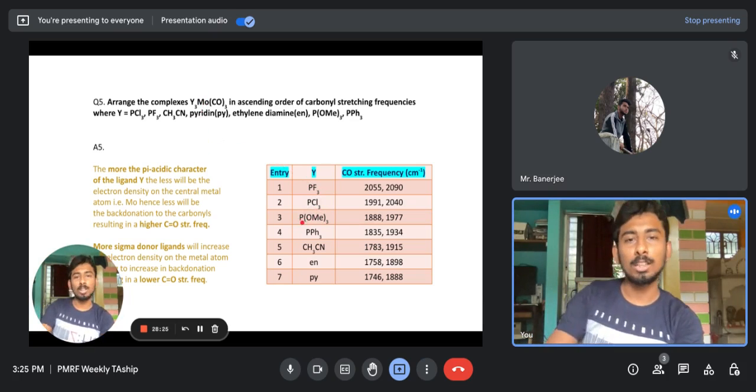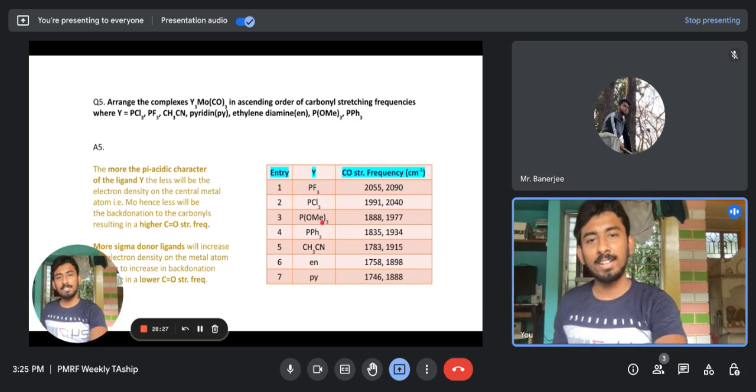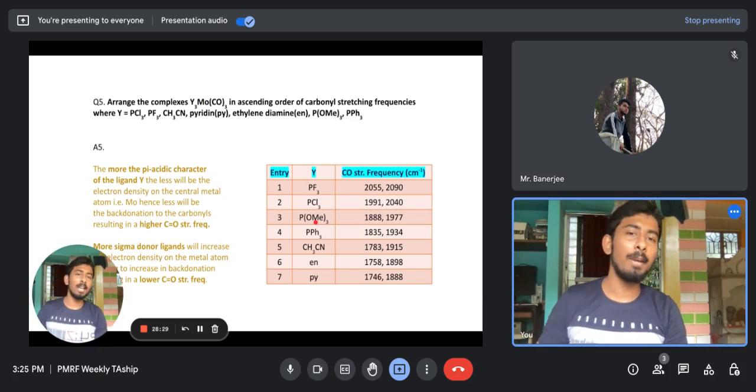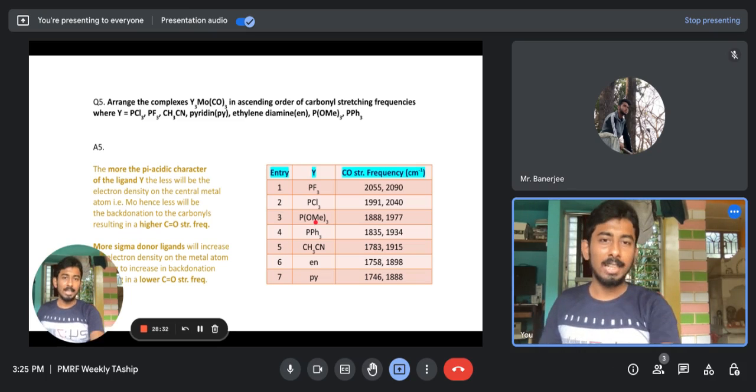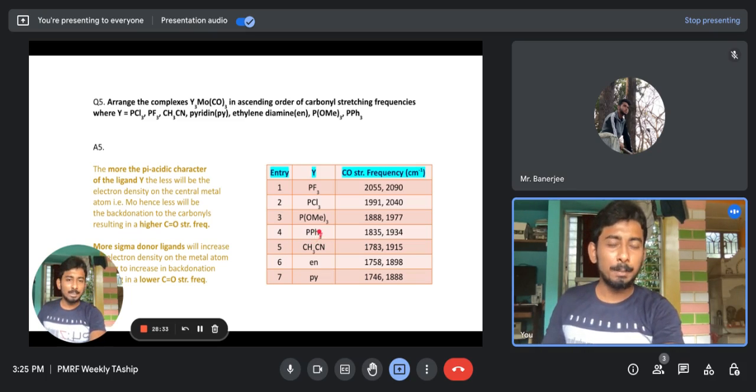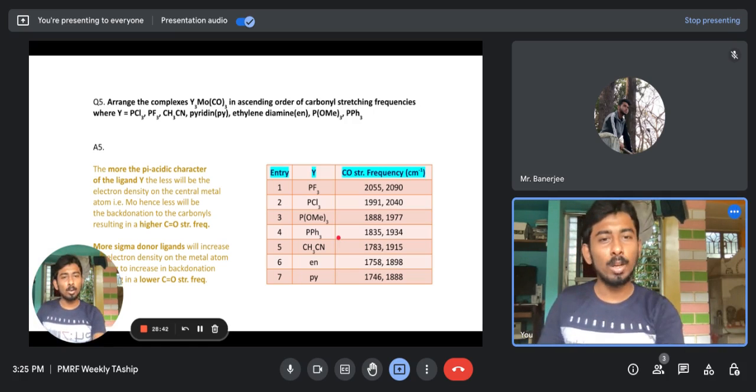So the strong plus R effect or the mesomeric effect of oxygen is taking a crucial role here. In case of PPh3, since it is Ph, it is an sp2 carbon system. That's why the electronegativity is quite low in case of the sp2 carbon, in the range 2.9 to 2.8. That's why in this case the CO stretching frequency is also low.